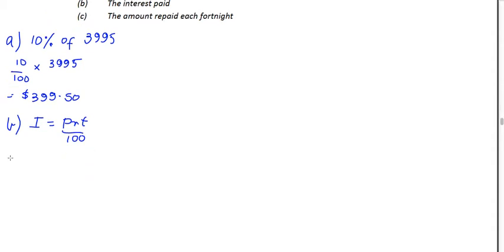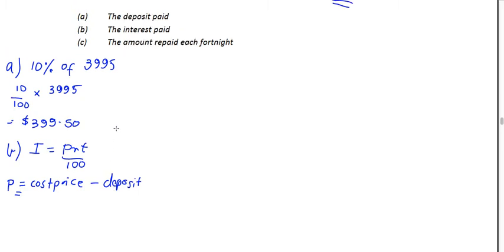First of all though, what would the principal be? Remember, I keep saying it over and over again, but because I know there are so many errors made with the principal on hire purchase agreements that I really don't want you making that error. Principal is the cost price minus the deposit. Say it to yourself over and over again. The cost price minus the deposit is $3,995 minus $399.50.